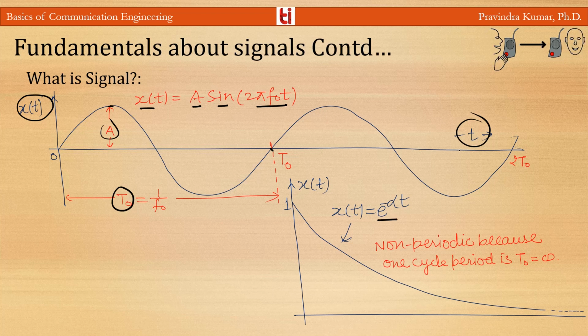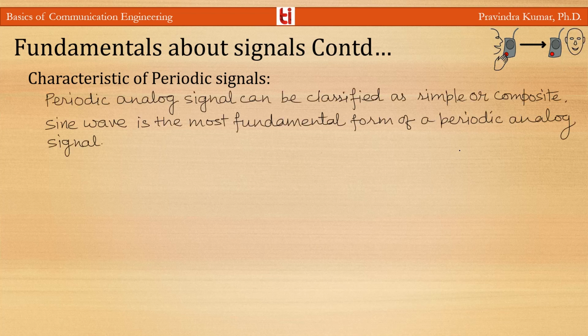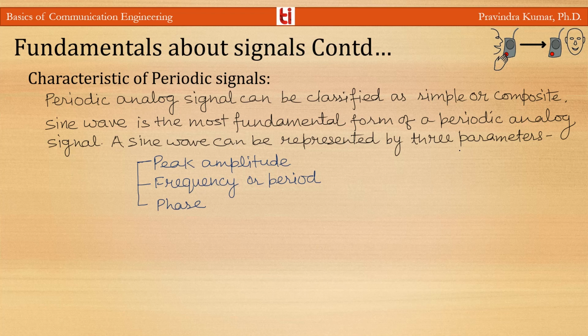Now, the characteristics of periodic signals. A periodic analog signal can be classified as simple or composite. A simple periodic analog signal, a sine wave, cannot be decomposed into simpler signals. A composite periodic analog signal is composed of multiple sine waves. A sine wave is the most fundamental form of a periodic analog signal. A sine wave can be represented by three parameters: peak amplitude, frequency or period, and phase.